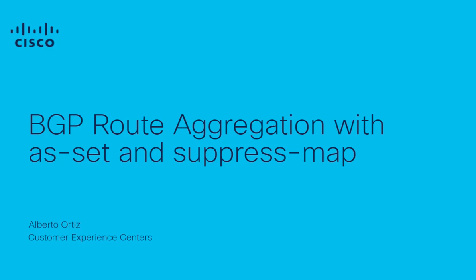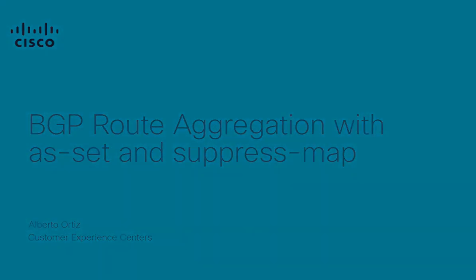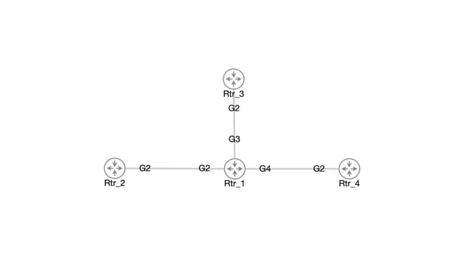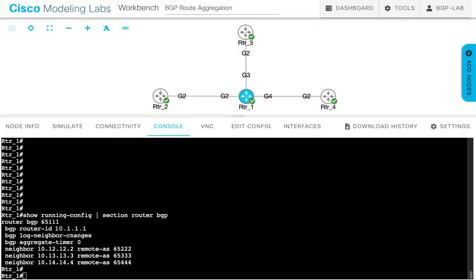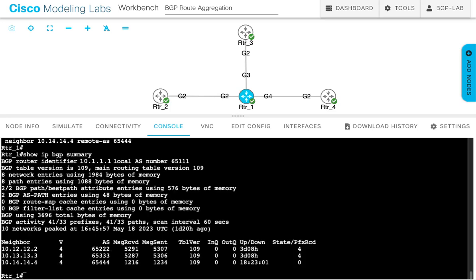In this video, I am going to guide you through the steps to configure BGP Route Aggregation using ASet and suppress map arguments. Here is the topology that we are going to use. First, take a look at what you have configured on router 1. You can see 3 external peers configured, and you can also see if they are up with the command show IP BGP summary. You can see that router 1 is receiving 4 prefixes from routers 2 and 3.